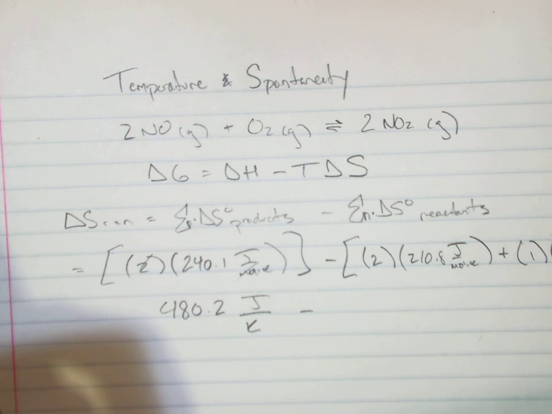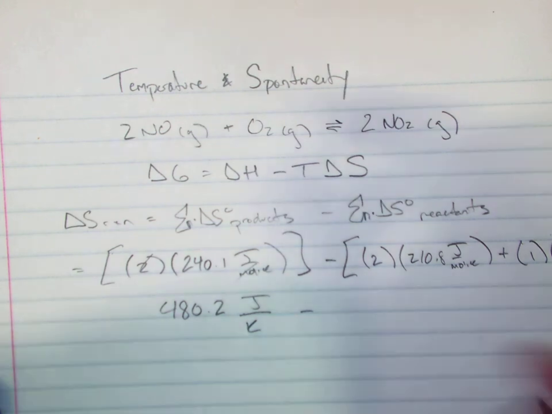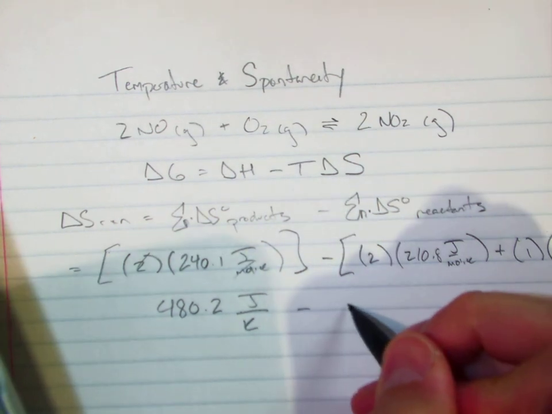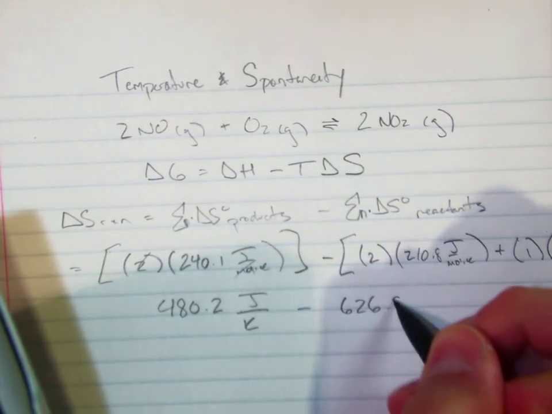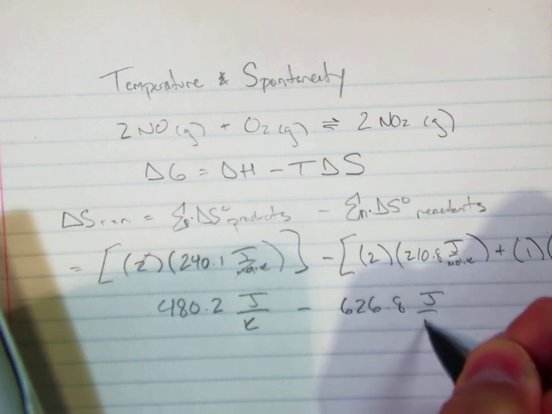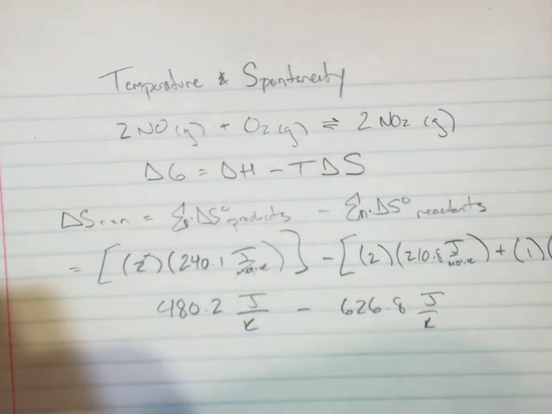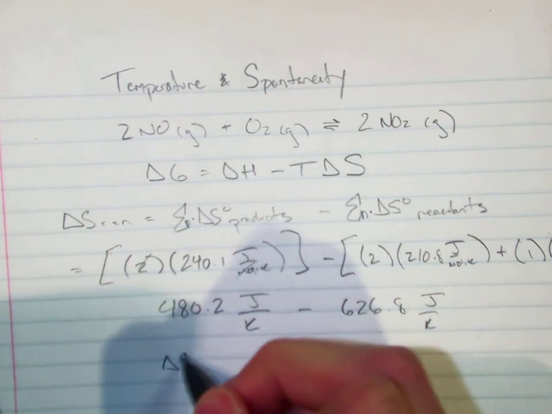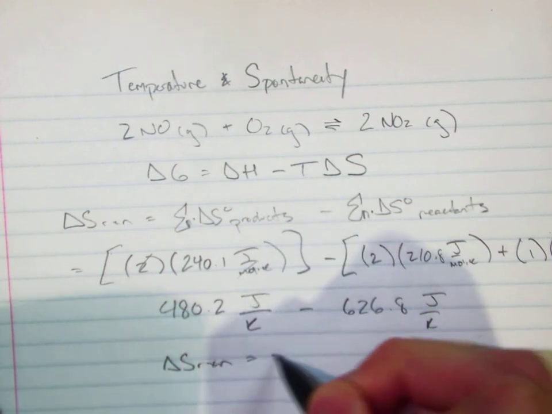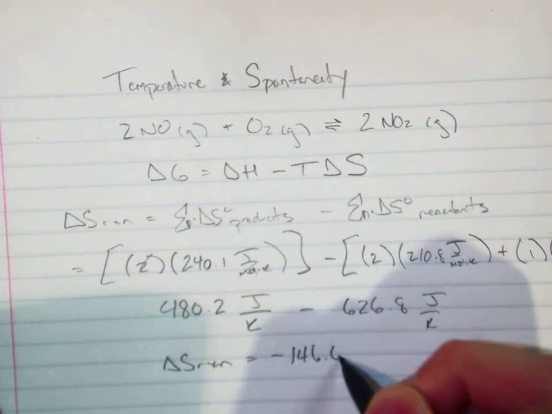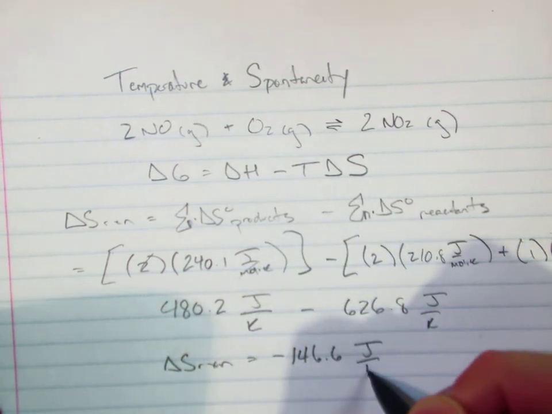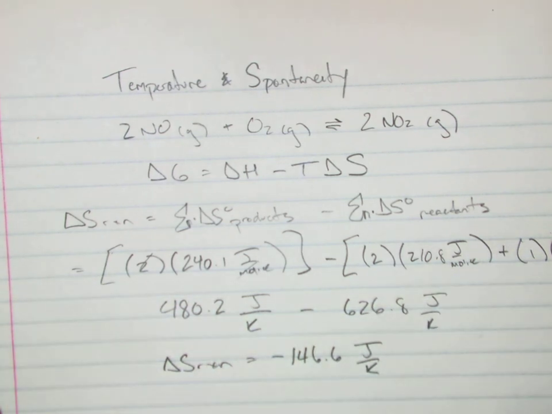Over here I have 2 times 210.8 plus 1 times 205.2. That gives me a value for my reactants of 626.8 joule per Kelvin. Okay, so 480.2 minus 626.8. My delta S of the reaction is equal to negative 146.6 joule per Kelvin.